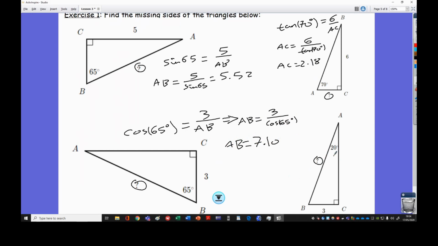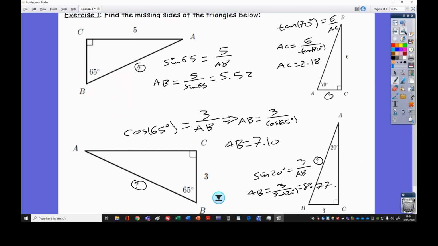And lastly, we want to get AB for the last one. Here we have the opposite. We want the hypotenuse, so we're going to use sine. Sine of 20 degrees is equal to the opposite 3 over the hypotenuse AB. Rearranging as before would give us AB is equal to 3 over sine 20 degrees, which gives us 3 divided by sine 20, which is 8.77, whatever the units are. So hopefully, you've now marked your solutions to the exercise and you've been able to get the same answers.